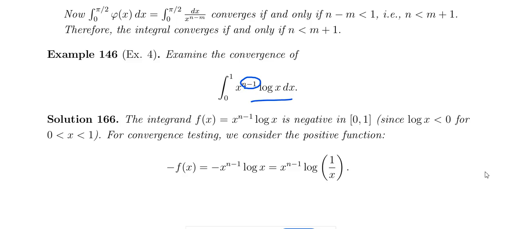ஸோ f of x என்றது, that is x power n minus 1 log x is negative in 0, 1. Okay, log x னுடைய வேல்யூ வந்து less than 0 for 0 to 1. Okay, log x னுடைய natural log 0 is minus infinity and log 1 value 0. Okay, அது வரையிலும் negative value. So for the convergence testing we consider the positive function.